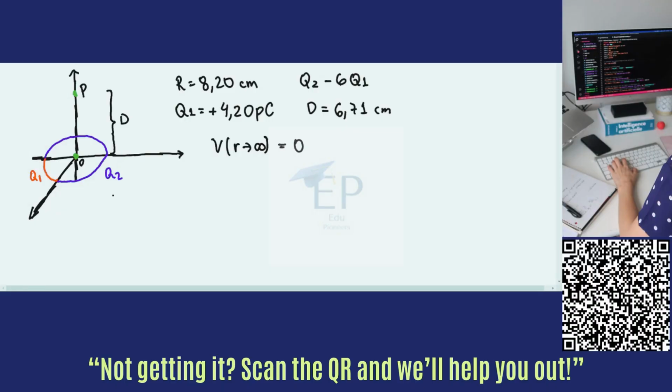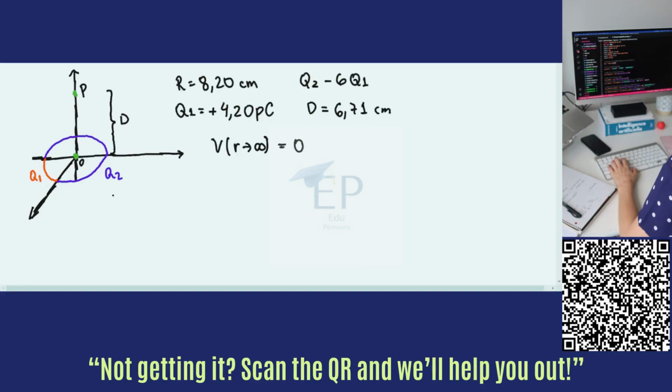Hi there. So for this problem, we need to calculate first the potential at the center of this circle and later at a point P that is at a distance D from the center. So the first thing that we need to know is that we have a uniformly distributed charge, in this case in the form of a circle, where a quarter of this circle has a charge Q1 and the rest of it has a charge Q2.